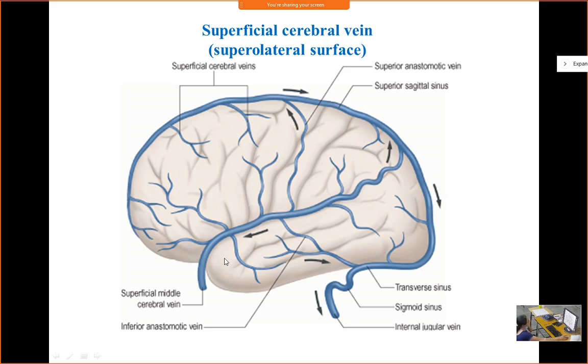The deep veins drain the deeper structures, like the deep cortical and deep medullary substance, white matter, and also the nuclei which are present in the deep part of the cerebral hemisphere, known as the corpus striatum or the basal ganglia. The deep veins also drain the thalamus. Okay, the deep veins also drain the striate area and the choroid plexus. So there the deep veins are formed.